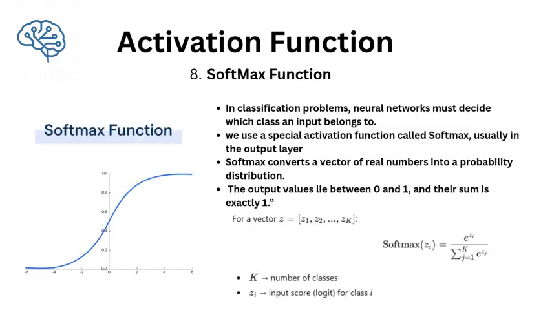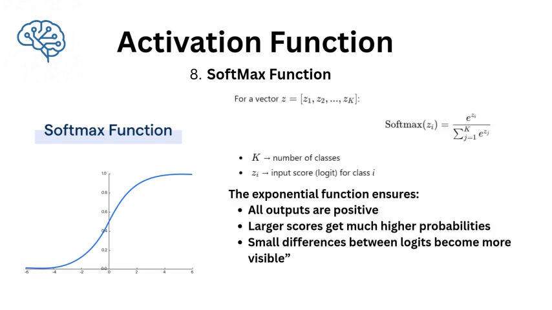Now we move to the softmax activation function, which is mainly used in the output layer of neural networks. In a classification problem, the network must decide which class an input belongs to. Softmax helps do exactly that. It converts a vector of real numbers into a probability distribution where all the output values lie between 0 and 1. The sum of the probabilities is exactly 1.